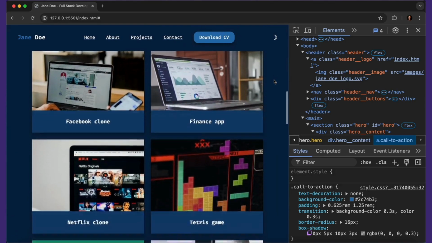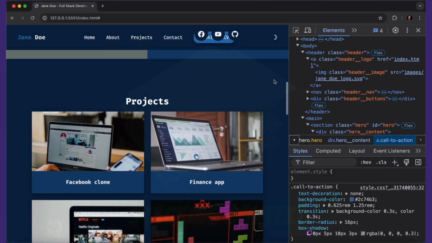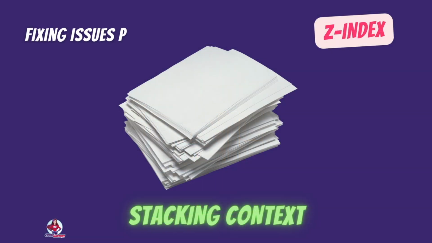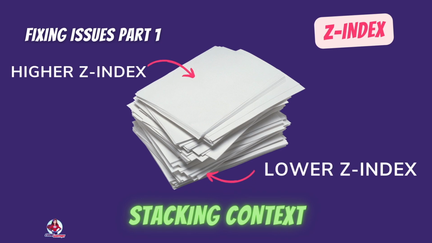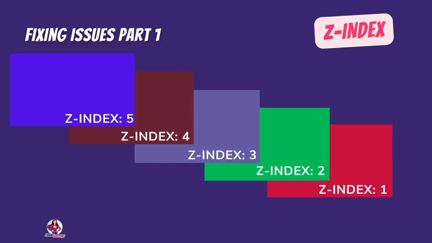Let me show you what's happening behind the scenes. Every element on your page in CSS exists within a stacking context. You can think of it like a stack of papers on a desk. Elements with a higher z-index value are placed on top of those with lower values, like a paper at the top of the stack. A paper with z-index 10 is placed on top of a paper with z-index 1.